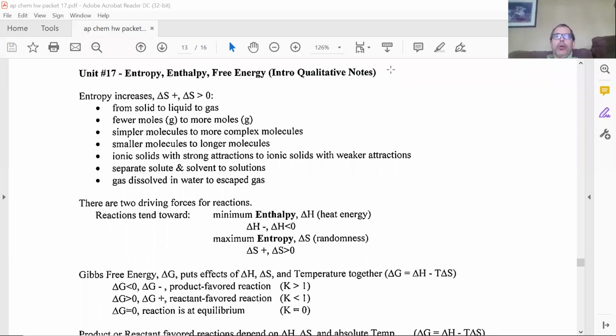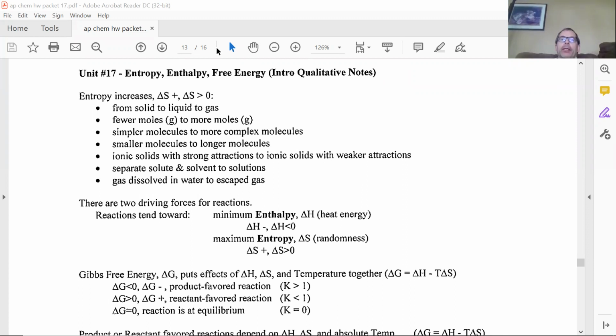We are going to look at page 13 of homework packet 17, and it's this idea of free energy or Gibbs free energy, which is really the combination of two factors. The enthalpy and the entropy combined to make up what we'll call free energy of a system. So let's do a little bit with entropy.